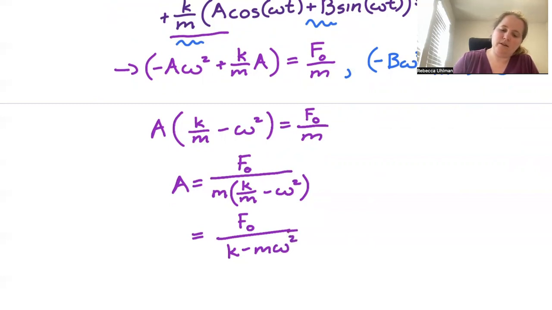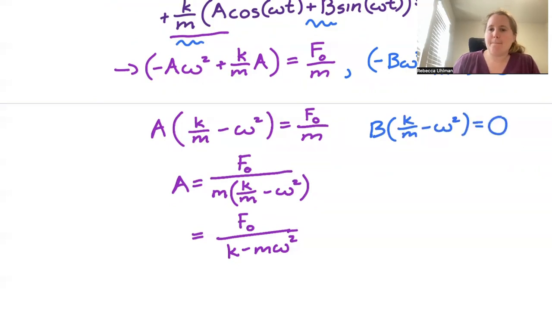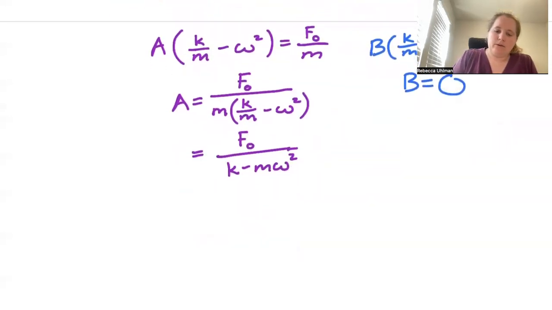Versus for b, if we factor out a b, we are looking at b times, in parentheses, k over m minus omega squared equaling 0. And if omega is, again, for here, omega is not the square root of k over m, so we're good. We just, in this case, get b equals 0. So we wound up with particular solution.